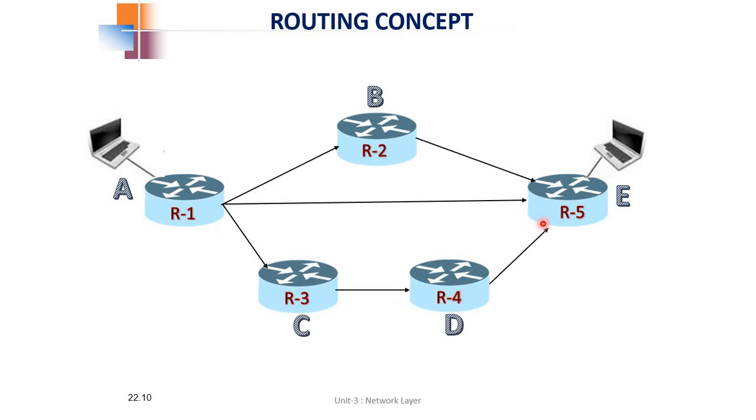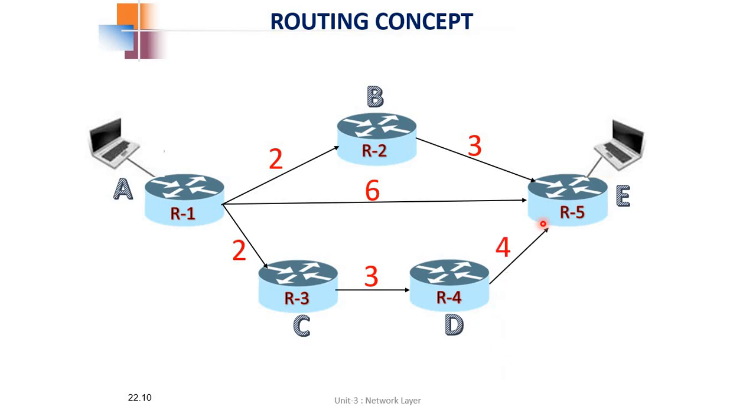But among these 3 routes, which route can we travel to transfer the packets from device A to device E? First we should know the distance available between all the routers. The distance between router R1 and router R2 is, for example, about 2 kilometers. The distance between R2 and R3 is 3 kilometers. Similarly, the distance between router R1 and R5 is 6 kilometers. The distance between router R1 and R3 is 2 kilometers. R3 and R4 is 3 kilometers. R4 and R5 is 4 kilometers now.